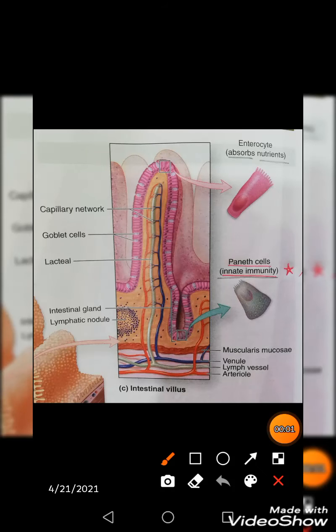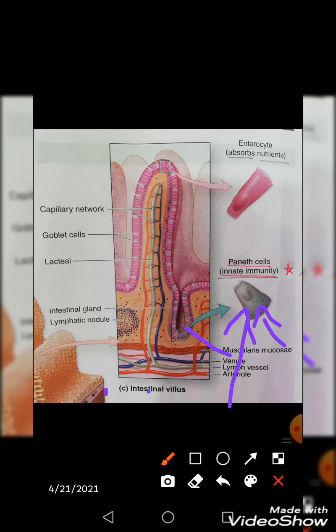Now we talk about the Paneth cells, which are a hallmark of the small intestine. They are called innate immunity cells and behave as natural antibody. Where are they present? At the bottom of the intestinal glands, or crypts of Lieberkühn, of the small intestine. They show intense basophilic staining at their basal region, because of the abundant rough endoplasmic reticulum and supranuclear Golgi complexes.